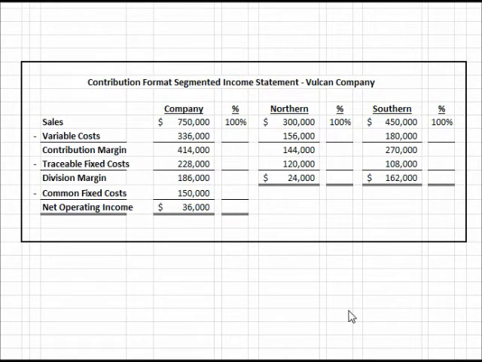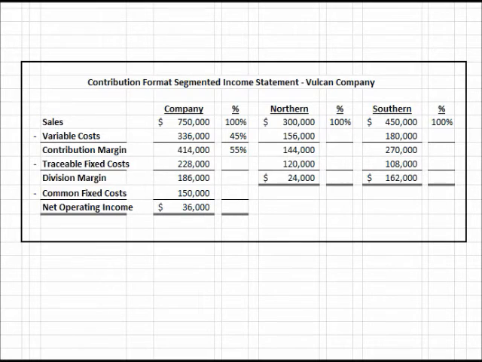Now, this is a little bit different from what we did before with a contribution format income statement. We're going to be doing it as a percentage of sales for each individual one. And this is kind of just peculiar to this particular problem. Okay, so the variable costs are what percent of the sales? Well, it's going to be 336 divided by 750, or 45%, which would give us a contribution margin of 55% at the end of the day.